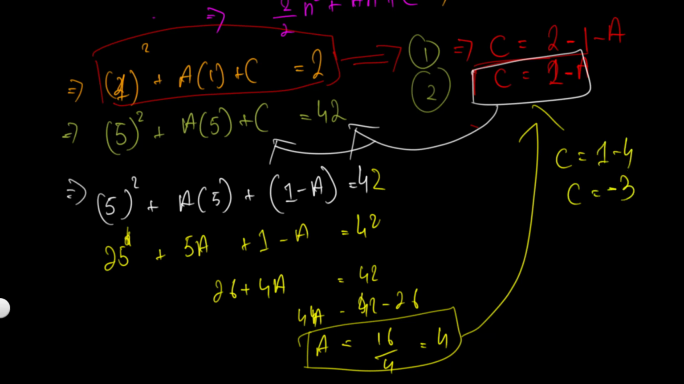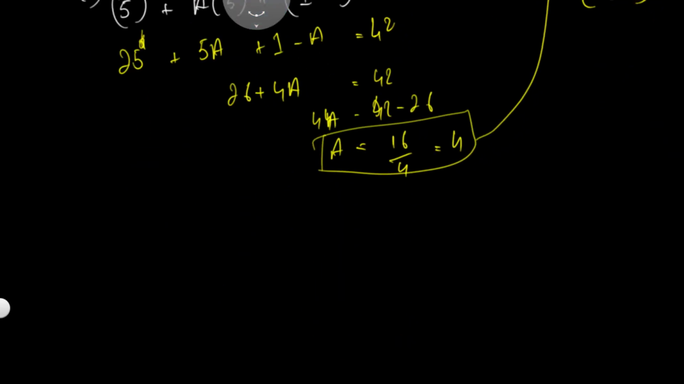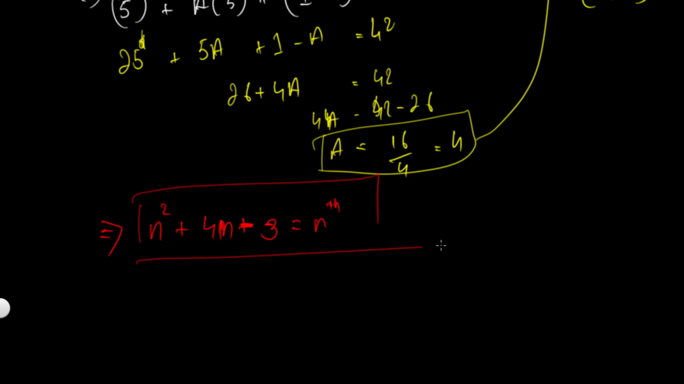So our nth term formula for this quadratic sequence is n square plus a, which is 4, n, plus c, the value for c is minus 3, so plus minus 3, is equal to your nth term formula. Now that is your answer right there.